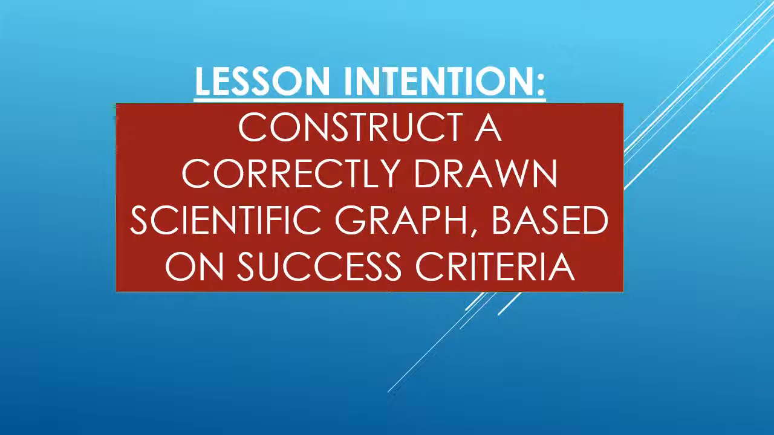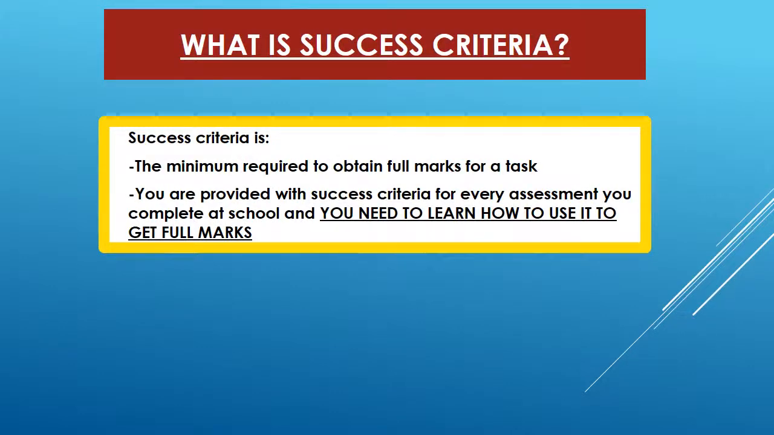Okay, so our lesson intention for today is to construct a correctly drawn scientific graph based on success criteria. To do this, we need to understand what is meant by the term success criteria. Success criteria is the minimum required to obtain full marks for a task. You are provided with success criteria for every assessment you complete at school, and you need to learn how to use it to get full marks.